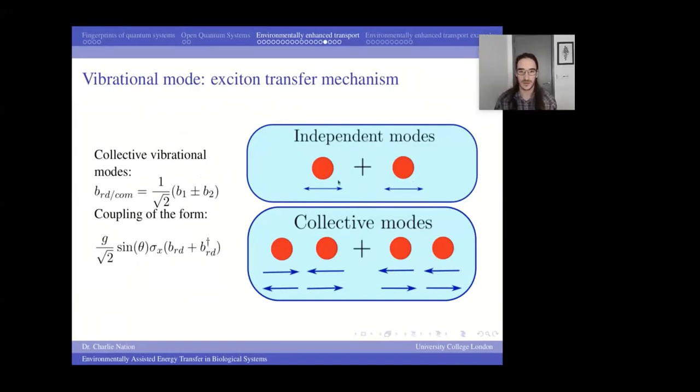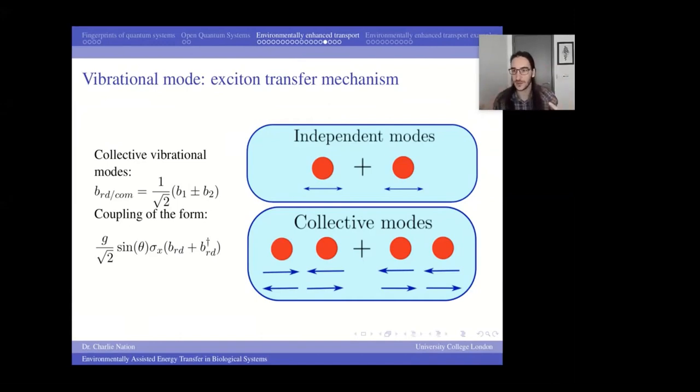What's also going to be particularly important is the idea of collective vibrational modes. At the moment we have a description in terms of some site one that has a vibrational mode, and some site two that has another vibrational mode, and these can be discrete vibrational levels, right? So you can have no vibration, a single vibration. These independent modes together can be re-described in terms of their collective modes. I've tried to draw them here: a relative displacement mode, which oscillates like this, and a center of mass mode, which oscillates like this.